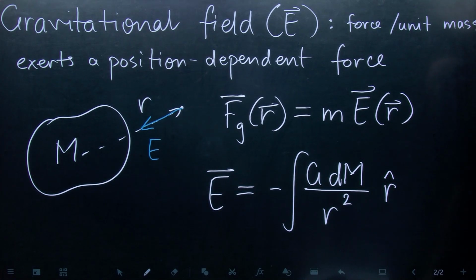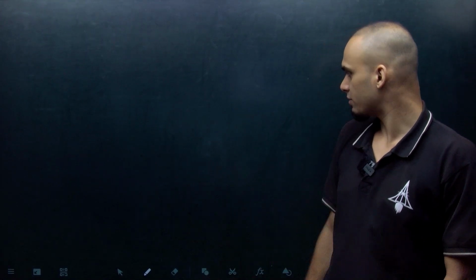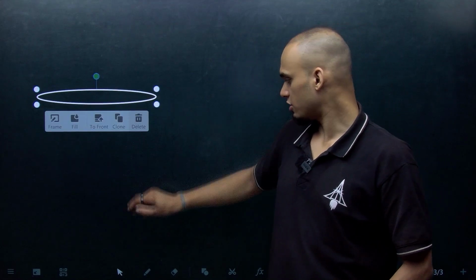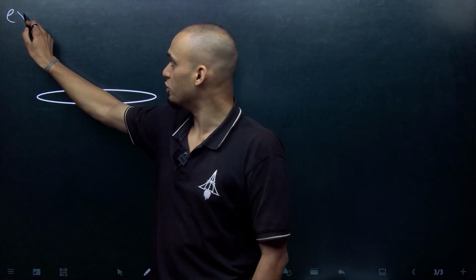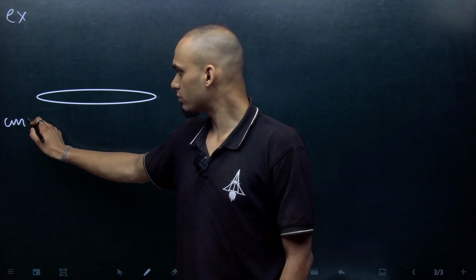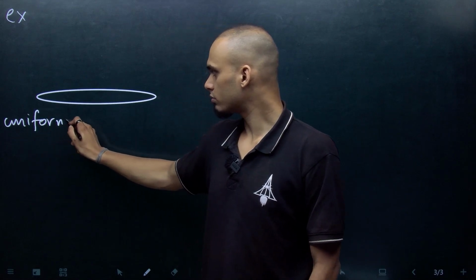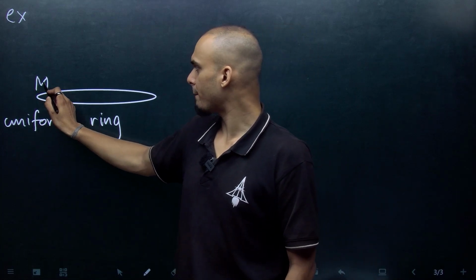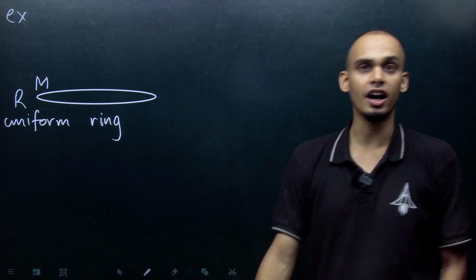Should we take an example of gravitational field calculation? Let's take a very standard example. Let's say you have a uniform ring kept in the horizontal plane. This is the horizontal plane and you have a uniform ring kept over here. Let me write it as uniform ring which has a mass of m and radius of capital R.